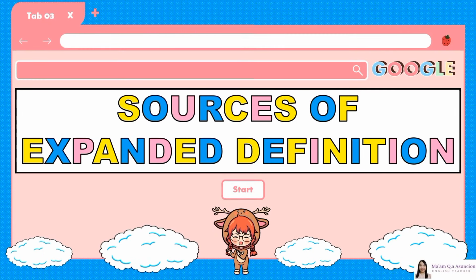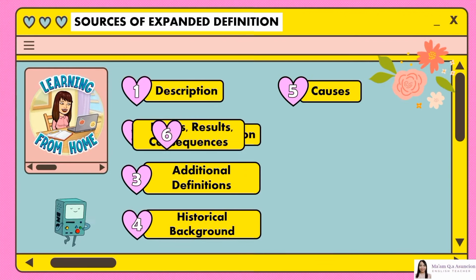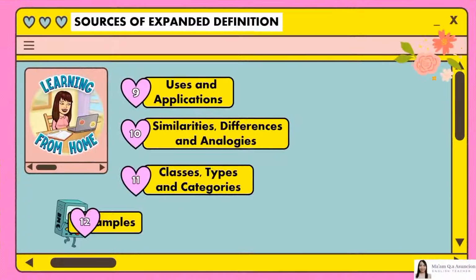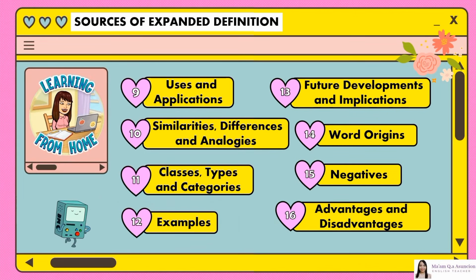Sources of expanded definition. Number 1, description. Number 2, process narration. Number 3, additional definitions. Number 4, historical background. Number 5, causes. Number 6, effects, results, consequences. Number 7, problems and solutions. Number 8, statistics. Number 9, uses and applications.